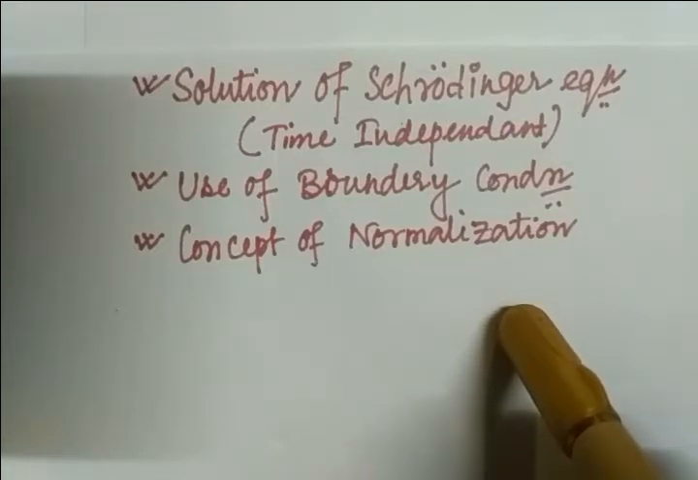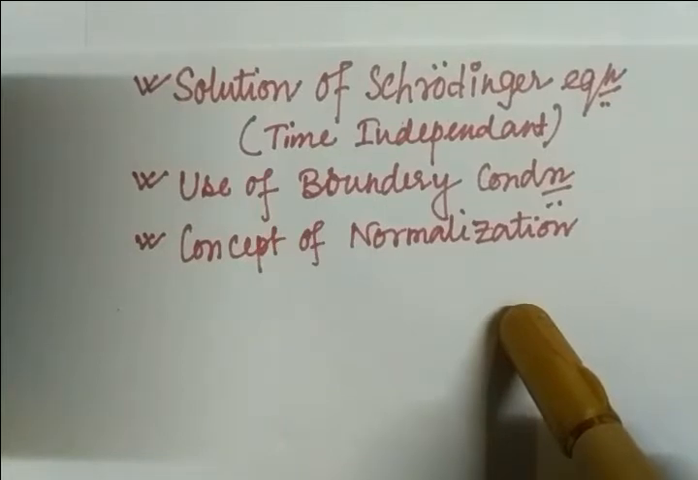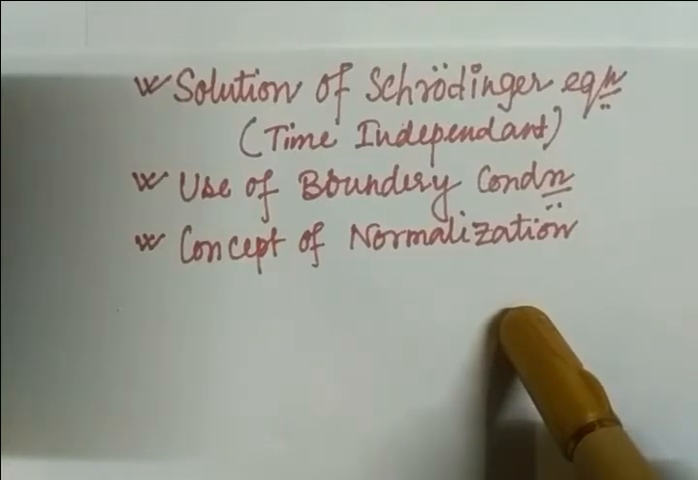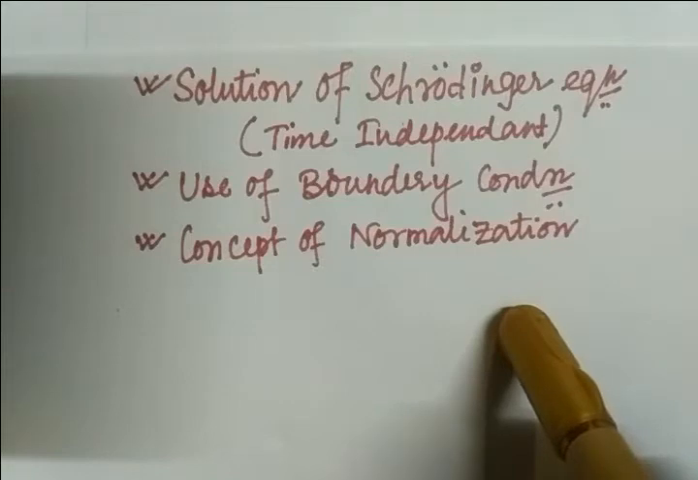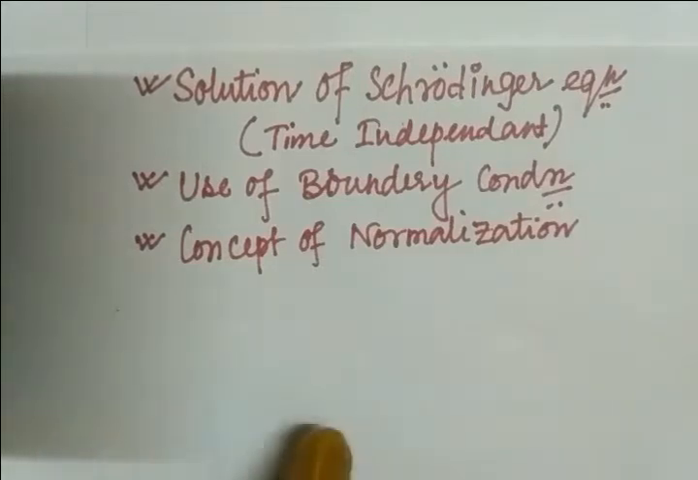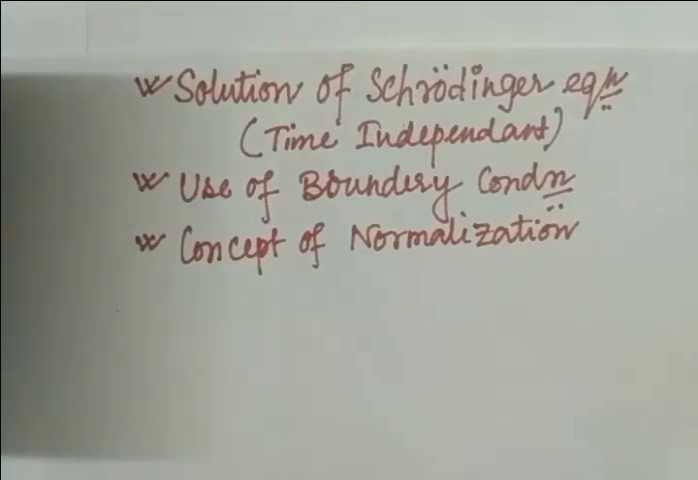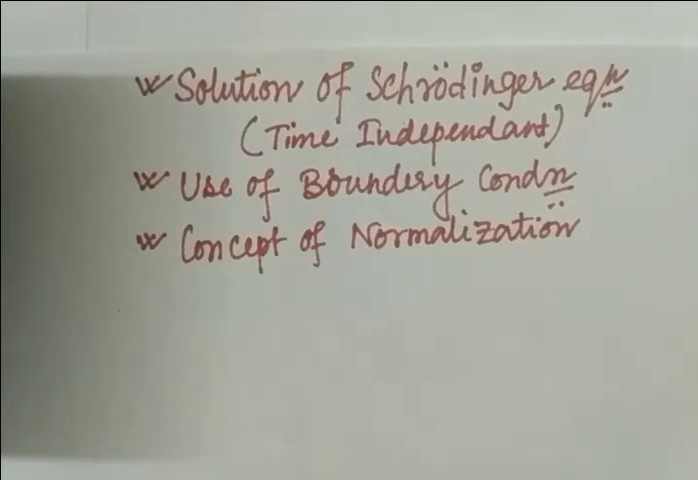Before going further, it's time for a recapitulation of what we have done previously. Previously, we shared an idea about how to derive the time dependent and time independent Schrodinger wave equation. What is the wave equation? What are the parameters? What are the assumptions we have taken? What are the constants? What are the related equations? Everything we have already covered in the previous lecture.